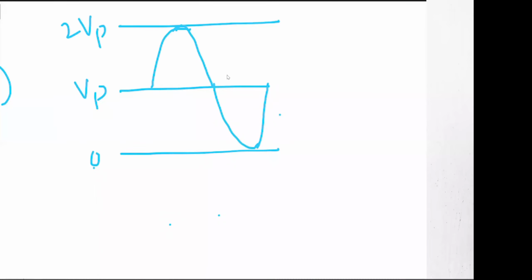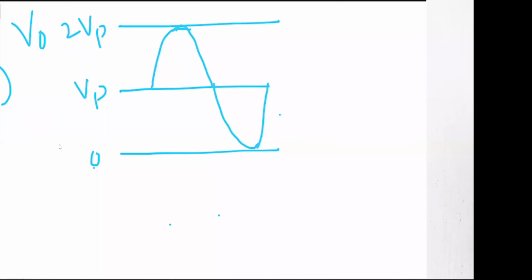So if you see, the output is going to vary between 0, VP and 2 VP, right? So this will be our V naught. Are you with me? Yes, sir.